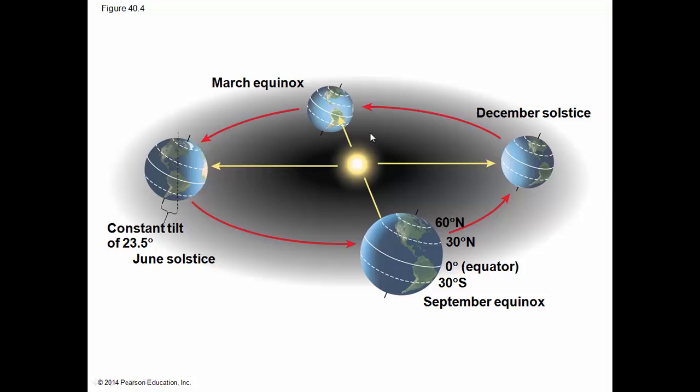Okay, and then on the equinox, the axis of the Earth is such that it's basically equal. Equinox means equal. Nox means night. So equinox means the equal night. This is when we have 12-hour days and 12-hour nights.